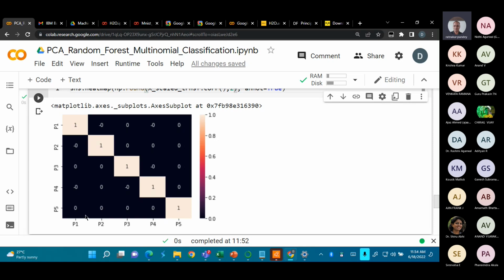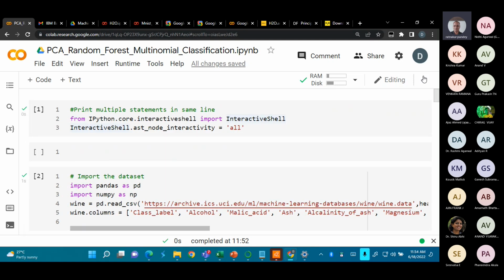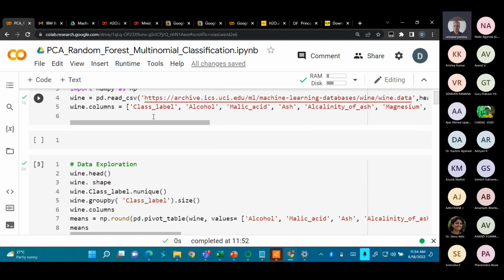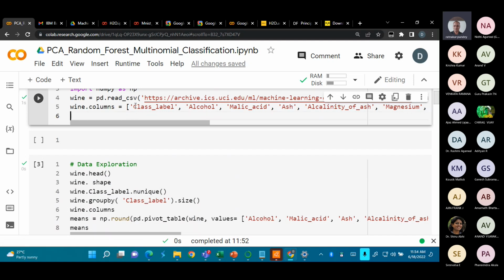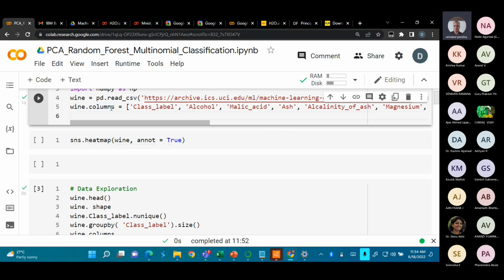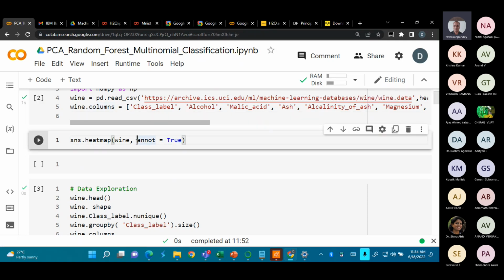Now, if you do the same picture for your original data, let's do that very quickly as well. Where was it? Yeah. So let's just do it for the wine, the original wine data. So what do we do? sns.heatmap. We will pass wine, annot equal to true. Annot is nothing but the annotation, right? So this is what my wine data was originally, and I'm just doing a heat map on that. And I'm saying, can you show me the original data's correlation?